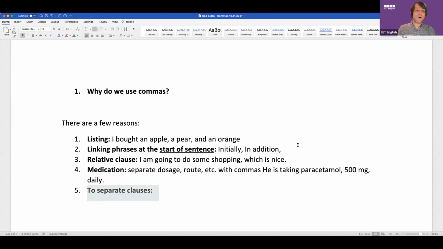And this is the key one, guys. This is the one that I want to teach you today because I don't think the other ones are that complicated. You're probably just forgetting, okay? The one that causes the most problems is to separate clauses. Does anyone here know what a clause is?